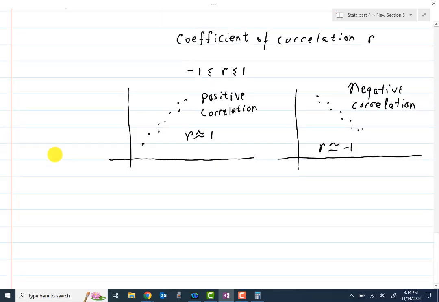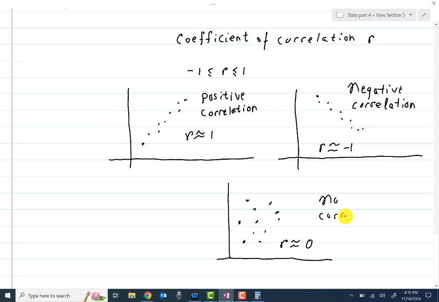On the other hand, if you've got a graph that has no rhyme or reason to it, things are just all over the place, like this maybe, then the R is going to be closer to 0, and there's no correlation. Obviously, if we have no correlation, we're not going to bother with using it to predict anything. It's worthless.